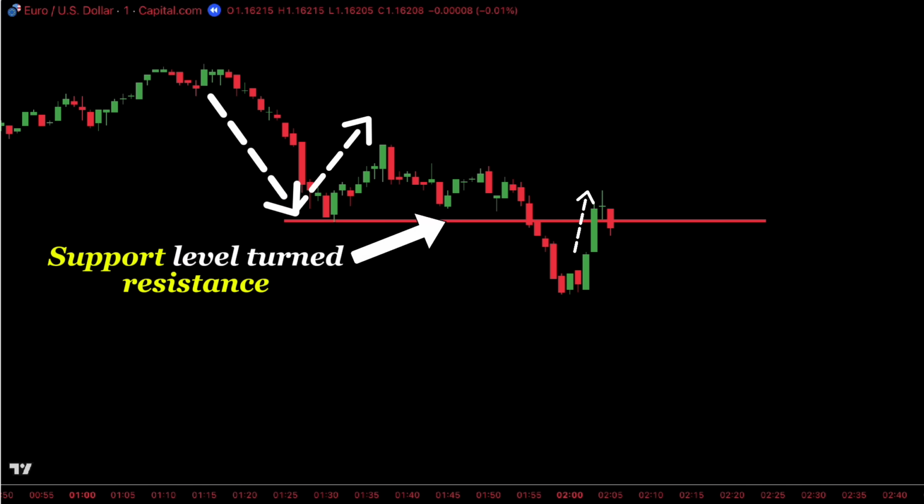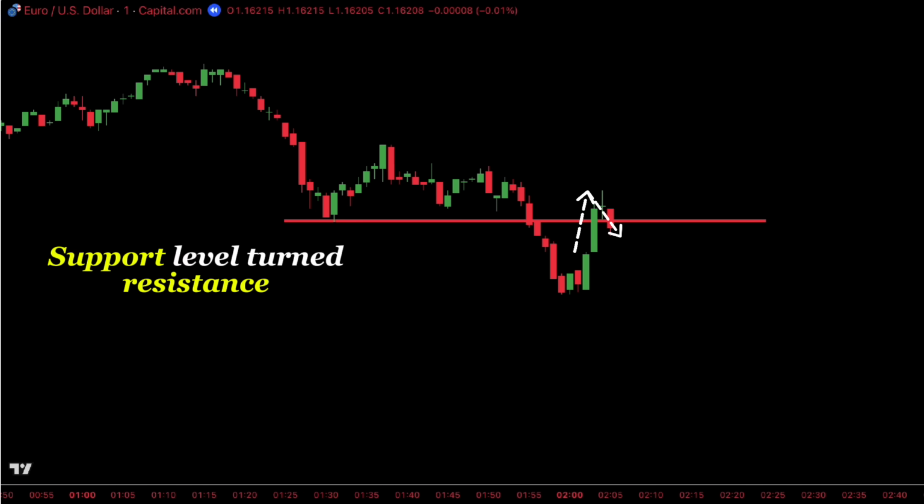The market first broke below the support level that had turned into resistance and then closed back above it. At that point, breakout sellers were trapped because the market failed to continue lower. But the story doesn't end there. Shortly afterward, the market broke back below the same level and closed below it once again. This trapped the breakout buyers who entered when the market moved back above the level.